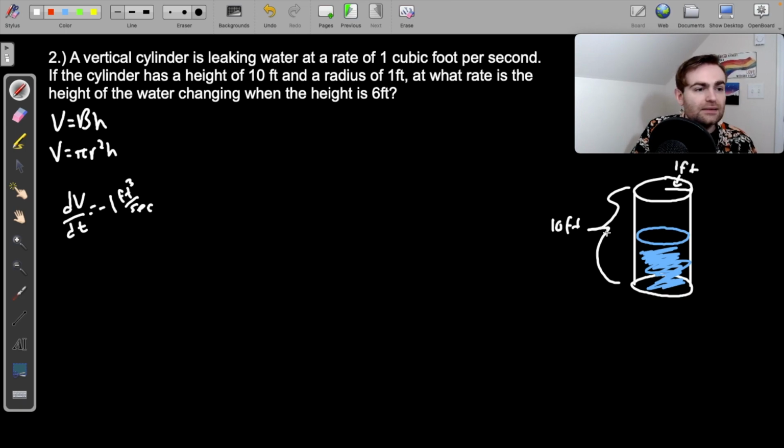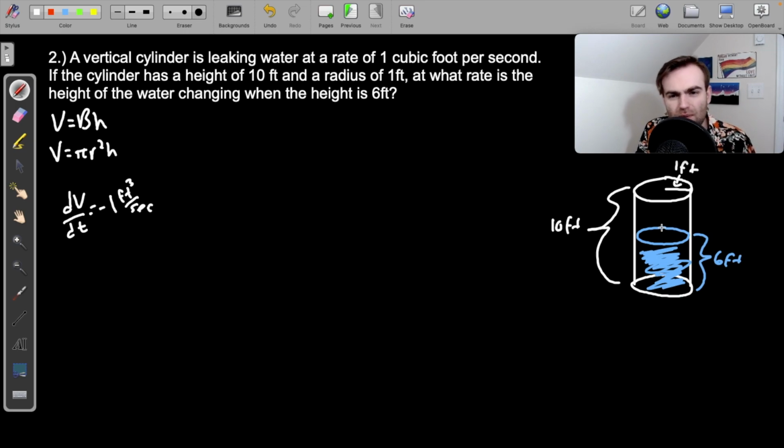At what rate is the height of the water changing when the height is 6 feet? So the height at the given second we're worried about is 6 feet. So what does that mean for us anyway, right? So, yikes, right? What's changing? I want you to think about what's changing over time in this shape.